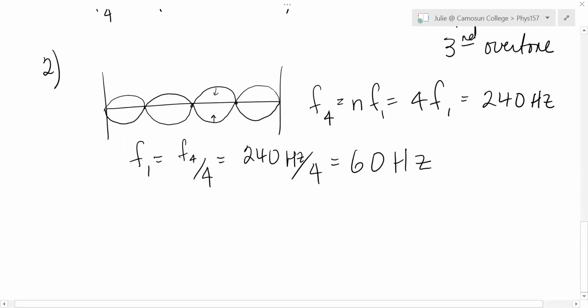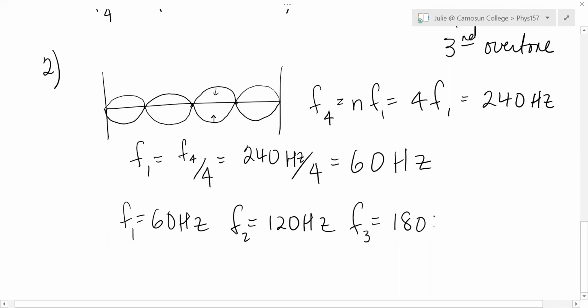Other frequencies will just die out. So you could just list the first 4, I guess. F1 would be 60, F2 would be 120, F3 would be 180, and then we've got F4, it's 240.